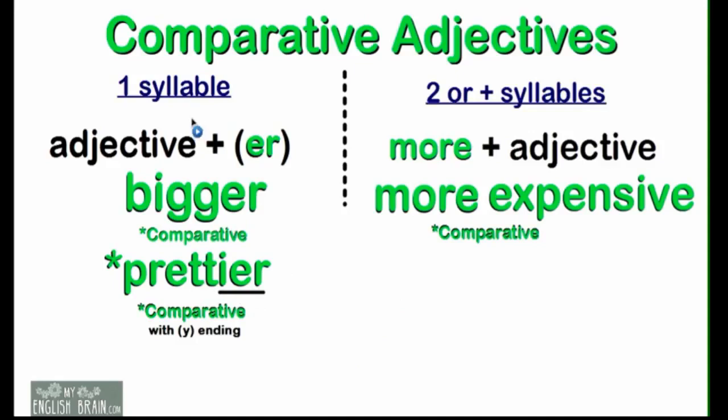prettier. Remember, for one syllable, we use the adjective and er, bigger, but for y-ending adjectives, we use ier. For example, prettier, the comparative with a y ending. To review, remember, with the comparative adjectives, one syllable or y ending, we use er or ier. For example, bigger and prettier. With two or more syllables, we use more and the adjective. For example, more expensive.